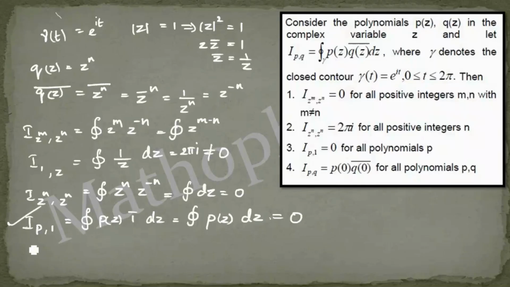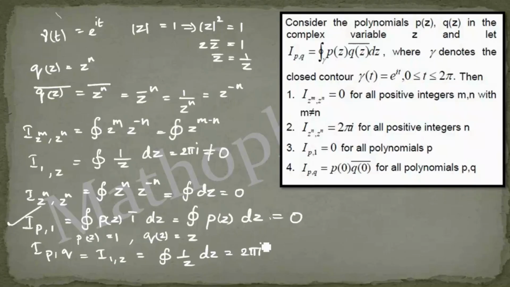In option 4, what is asked? I of p comma q is equal to p of 0 into q of 0 bar. First, let's find the left hand side, I of p comma q. For that, we'll consider p of z equal to 1 and q of z equal to z. So I of p comma q will be I of 1 comma z, which will be equal to the closed integral of 1 by z dz, which is 2 pi I.